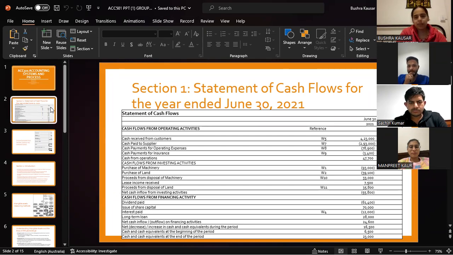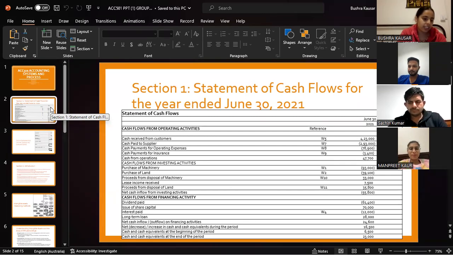The first section is the Statement of Cash Flows for the year ended June 30, 2021. The first point is cash flows from operating activities, which is the section of the statement of cash flows that reports the amount of cash the company has generated from its core business operations. In this case, the Limited Company has generated a net amount of 47,700.